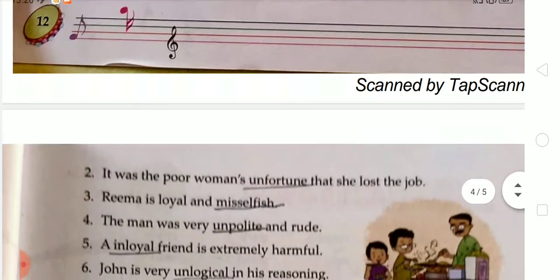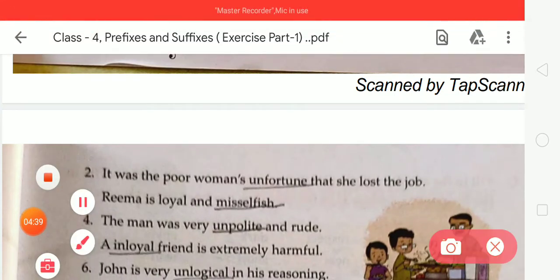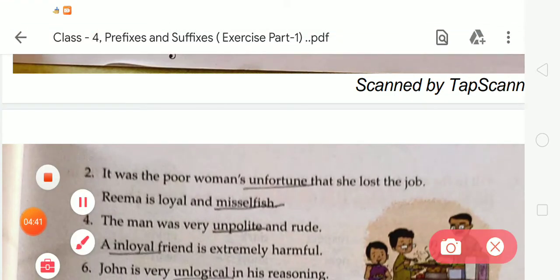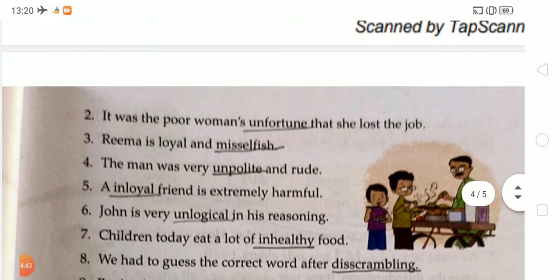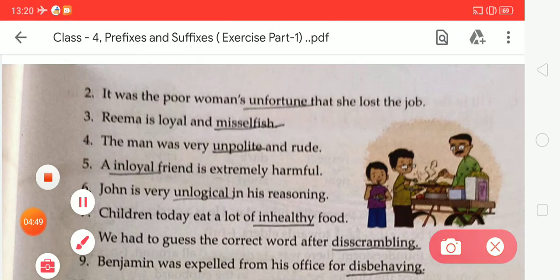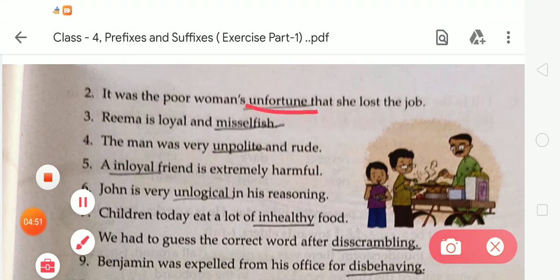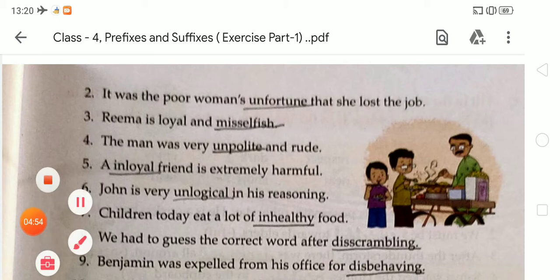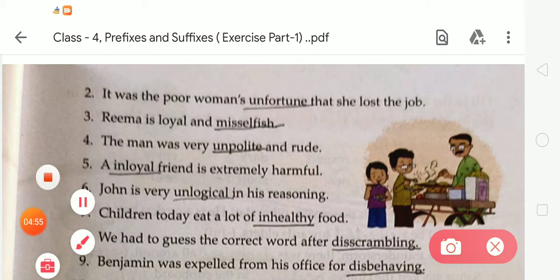In second: it was the poor woman's unfortune that she lost the job. Here the incorrect prefix word is unfortune, so we have to underline the word unfortune. In the place of unfortune we have to write misfortune. Okay, now moving to the third.